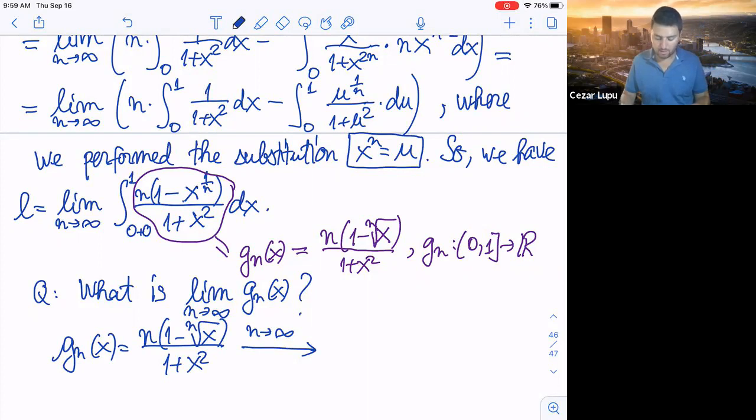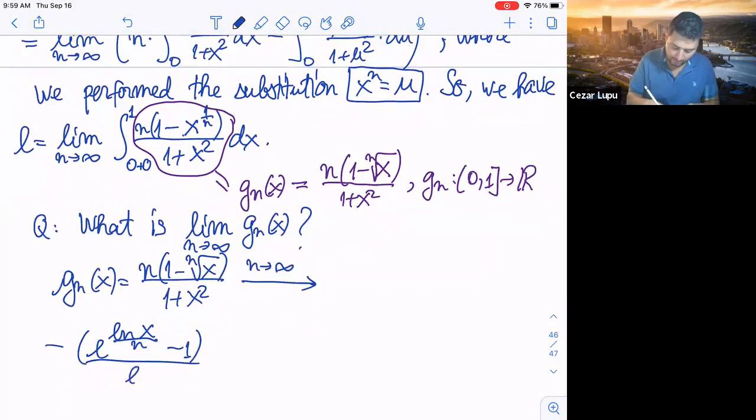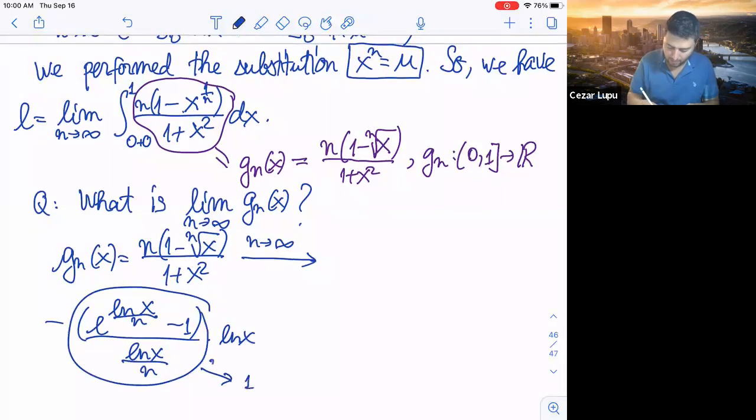So it's e to the ln of x to the power 1 over n, minus 1. So you have a minus here. And I put here downstairs ln of x, divided by 1 over n. But I already have n, so I have to put ln of x. But this goes to 1, right, as n approaches infinity. Okay, great.